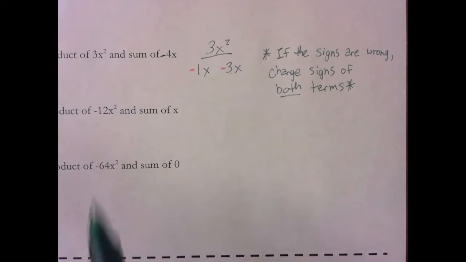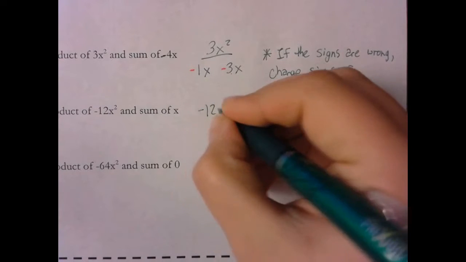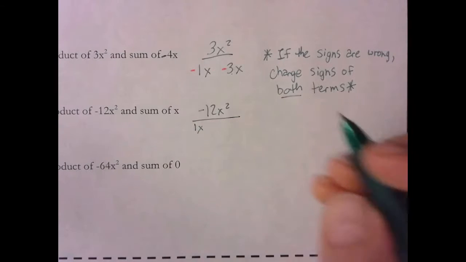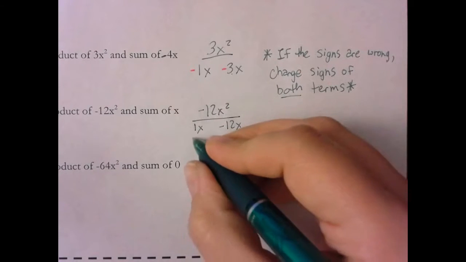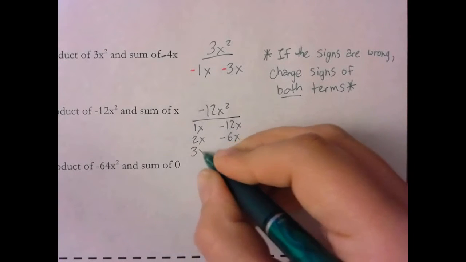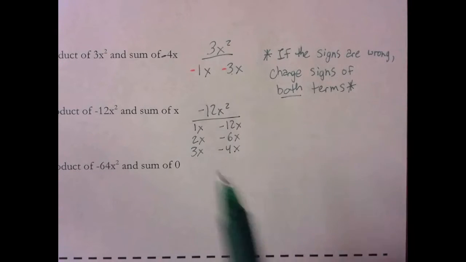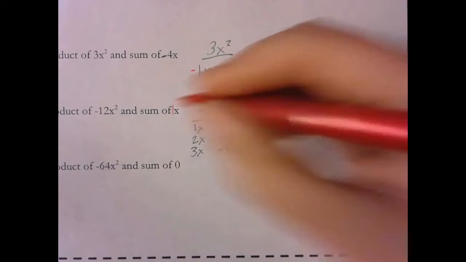All right, I bet you can do this next one. So we have negative 12x squared. So we have 1x, and we've got to have negative 12x. We could have 2x and negative 6x, 3x and negative 4x, and that's it. All right, so do any of these add up to just 1x? Remember, there's a 1 hiding here.